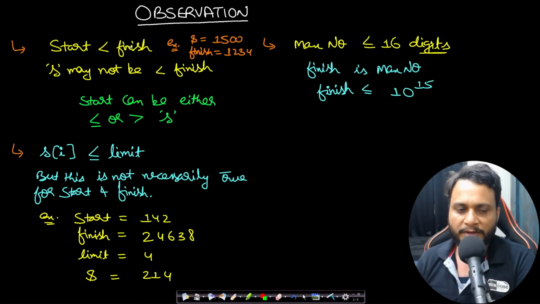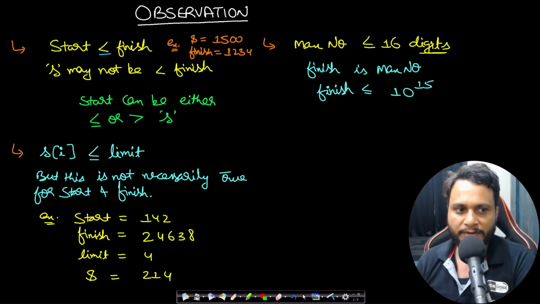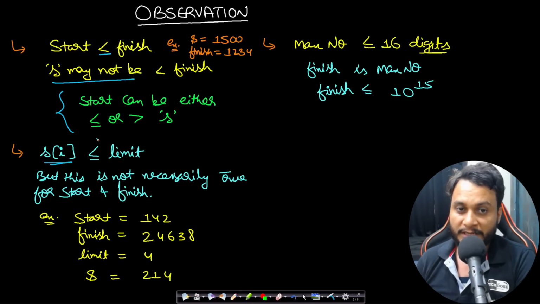So according to what we have studied, start is less than or equal to finish, because that was already mentioned in the constraint, right? Start is less than or equal to finish. But s may not be less than finish, as I explained earlier. And start also can be either less than or equal to, or greater than s. The second point is any digit s[i] should always be less than or equal to limit. This rule is only followed by the numbers that we will be generating and s, but this is not necessarily true for start and finish.